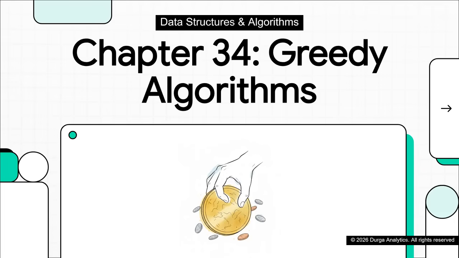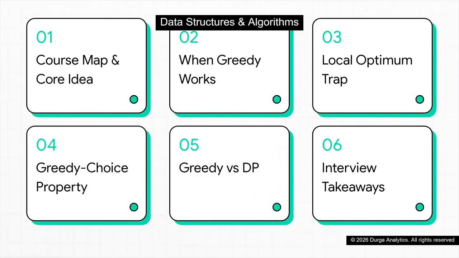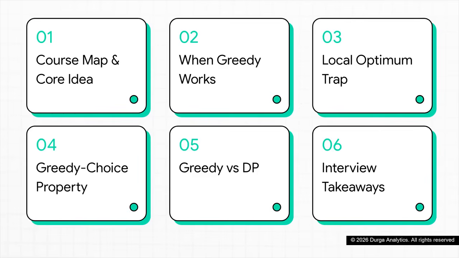Today, we are deep in Module 2, pivoting from our previous divide and conquer strategies in Chapter 33 straight into Chapter 34, greedy algorithms. Okay, let's dive right in. Here's our roadmap for today's explainer. We'll start with the course map and core idea, look at when greedy works perfectly, explore the local optimum trap, define the greedy choice property, compare greedy versus dynamic programming, and wrap up with some crucial engineering and interview takeaways.